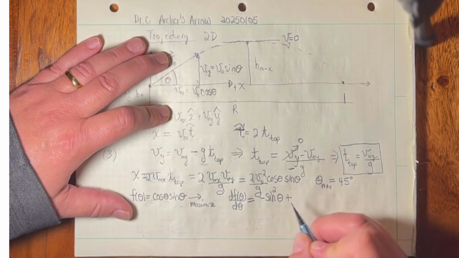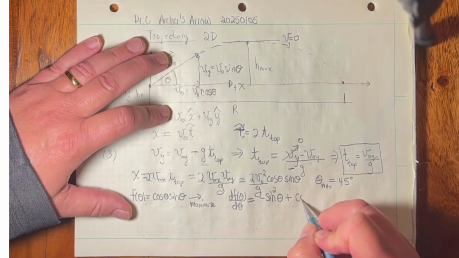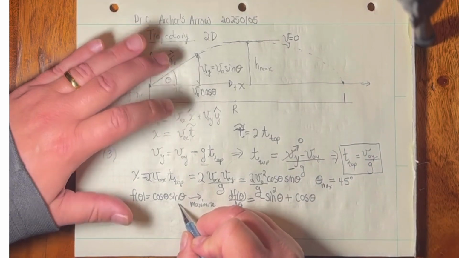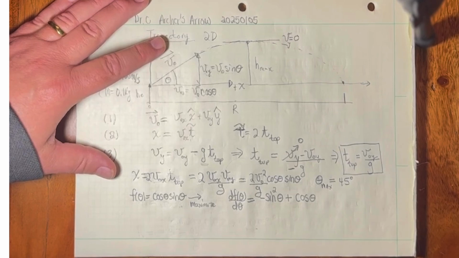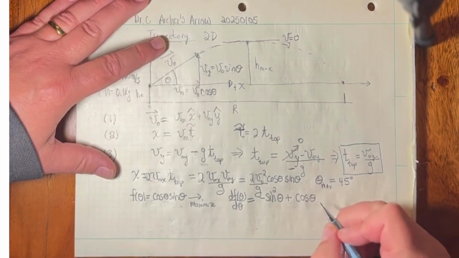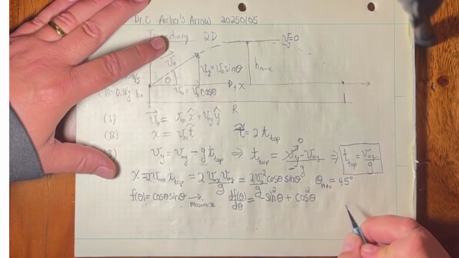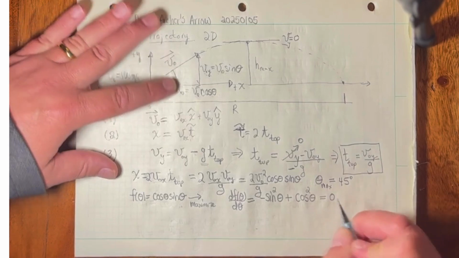plus the first term, cosine theta, times the derivative of the second term. The derivative of sine theta is cosine theta, so this becomes cosine squared theta. We have to set that all equal to 0.